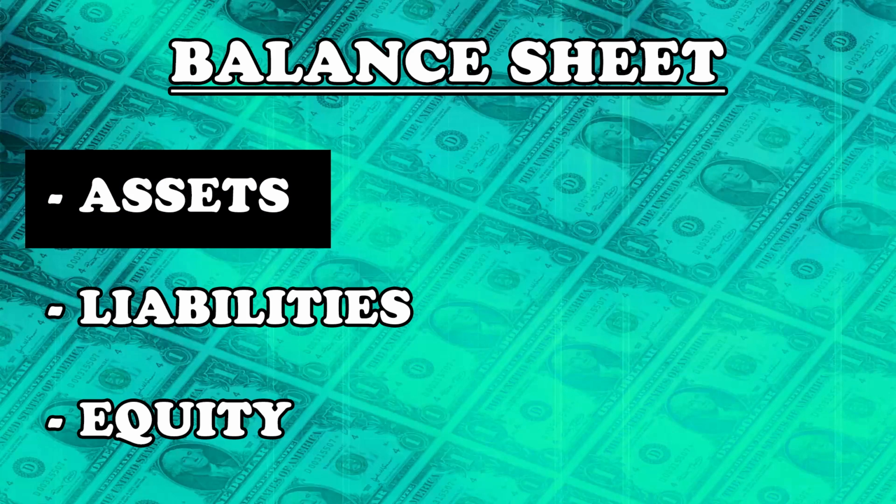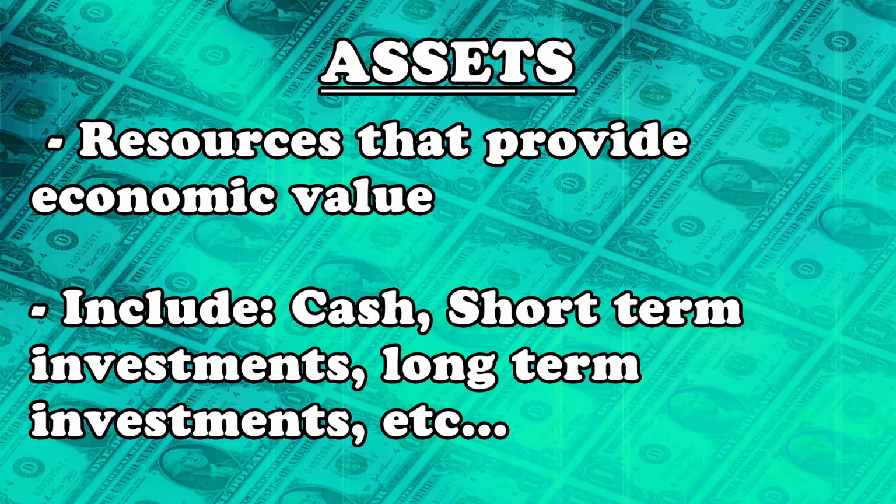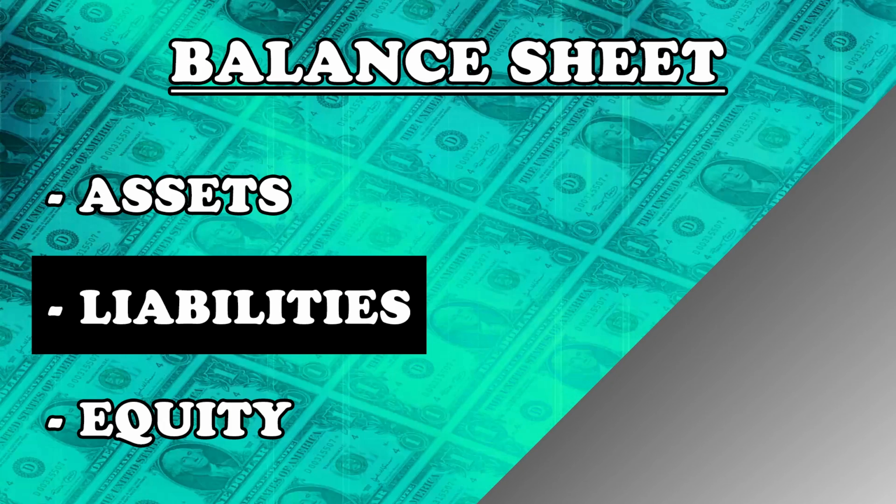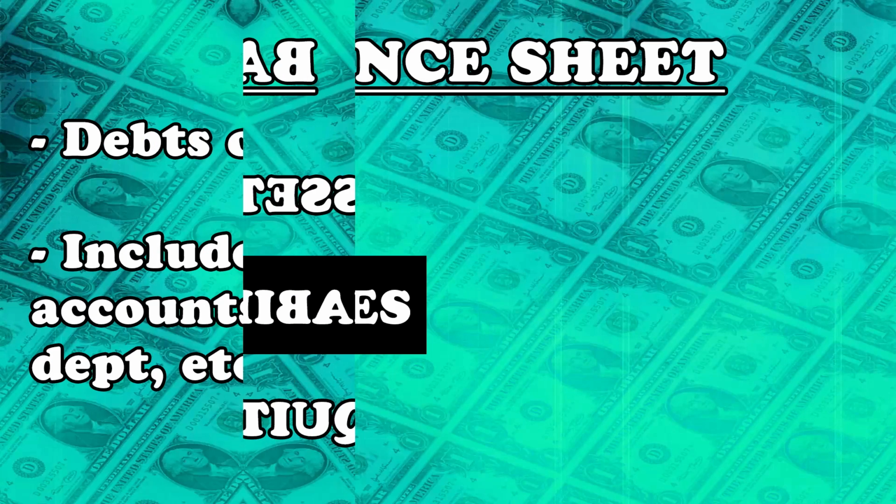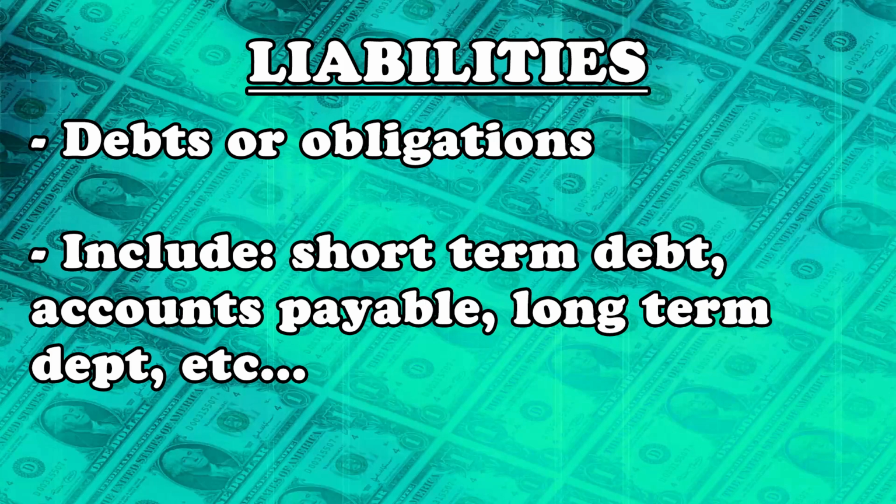Okay, starting with the assets. Those are the resources that benefit a company by providing economic value and include items like cash, short-term investments, long-term investments, and other things like that. And I'll break those down further when we go through an actual example. Now, when looking at liabilities, those are debts or obligations of a company and include items like short-term debt, accounts payable, long-term debt, and so on. And again, we'll break those down more in just a second.